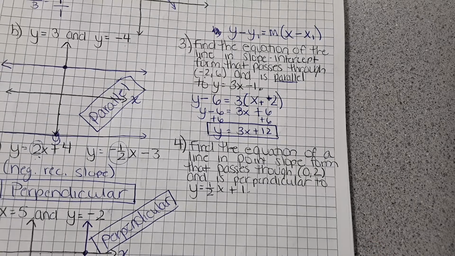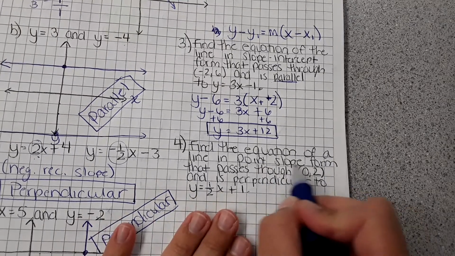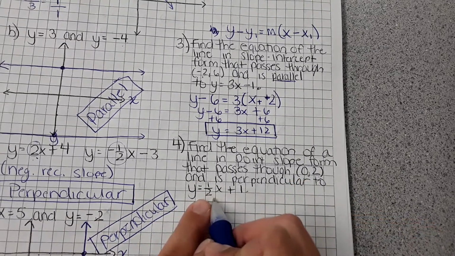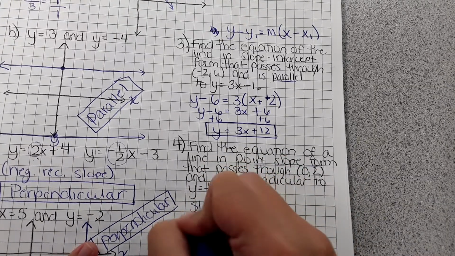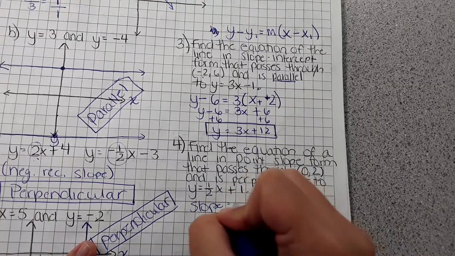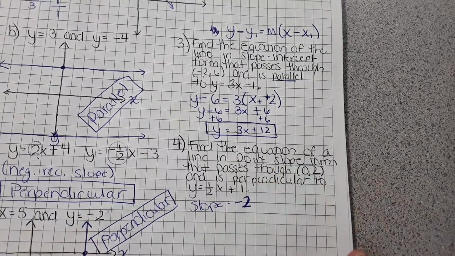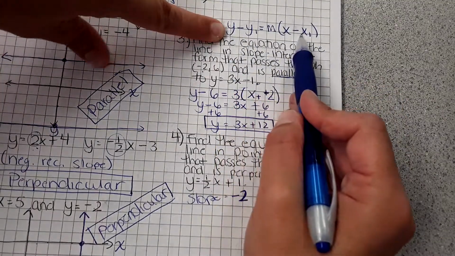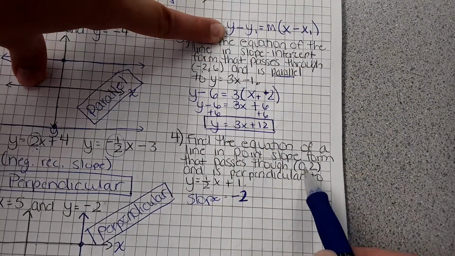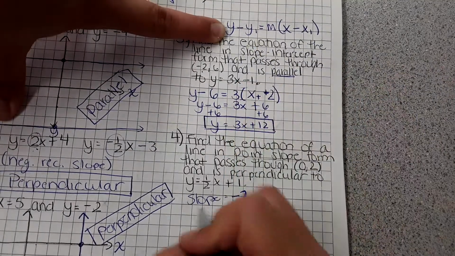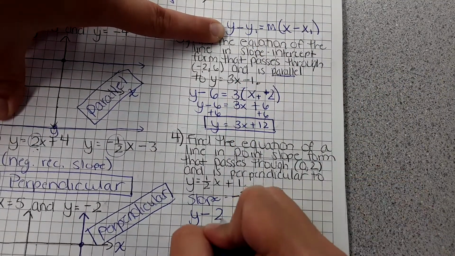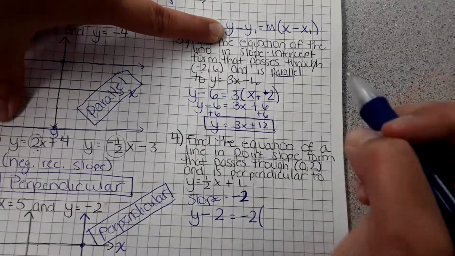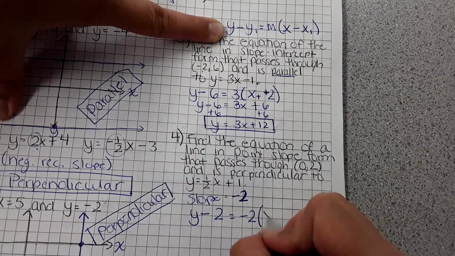And last one, find the equation of a line in point-slope form this time that passes through this point, and is perpendicular to this line. Well, a slope that is perpendicular to 1/2 would be negative 2, so that's what we're going to use. Point-slope form, that is this format, so I'm just going to plug the coordinates here and the slope into this format. Y minus 2 equals negative 2. X is 0. Wait, x minus 0.